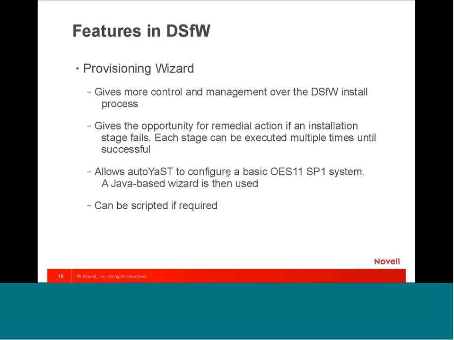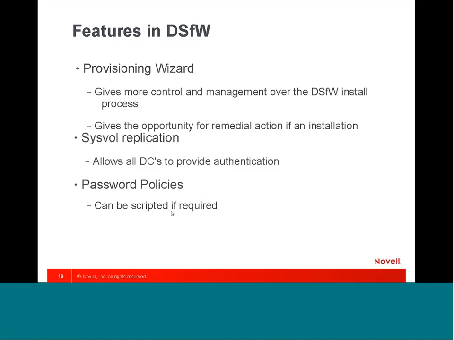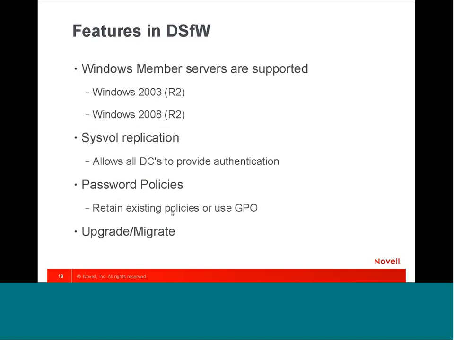So there's this provisioning wizard, and you can go through each step at a time. If you run into a problem, you can resolve that issue and work on it until you get that piece resolved, and then go on to the next. Also, with the use of AutoYaST and a script for the provisioning wizard, you can automate the install of DSFW if need be. Member servers that are currently supported are 2003 and 2008. However, I know that 2013 does work as a member server, and in the next version, it will be supported.